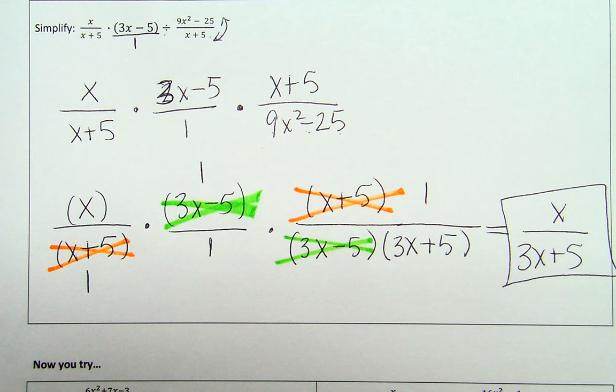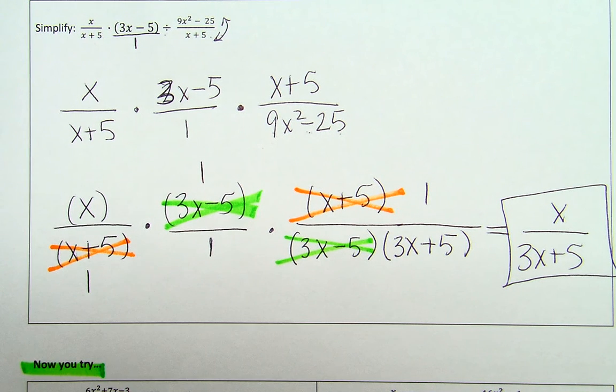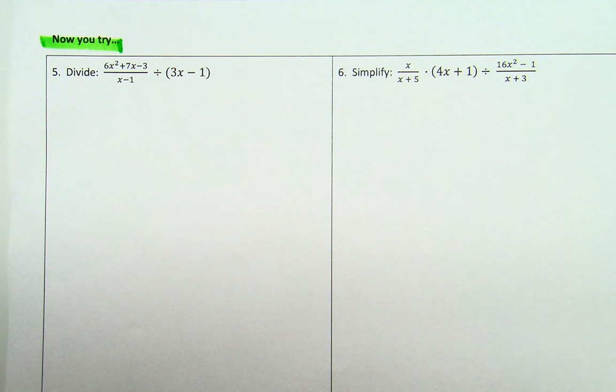So at this point, you have two more Now You Tries, numbers 5 and 6, that you can work on before the next time we meet in class. So make sure you have these Now You Tries attempted as best as possible, and hopefully you come with a couple of questions the next time we meet so we can talk a little bit more in depth about these, the multiplying and dividing process.